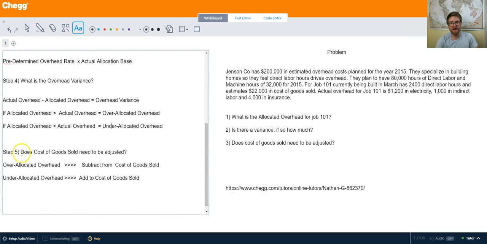Then lastly on step 5, does your cost of goods sold need to be adjusted? So if you end up with overallocated overhead on step 4, you would subtract that from cost of goods sold.